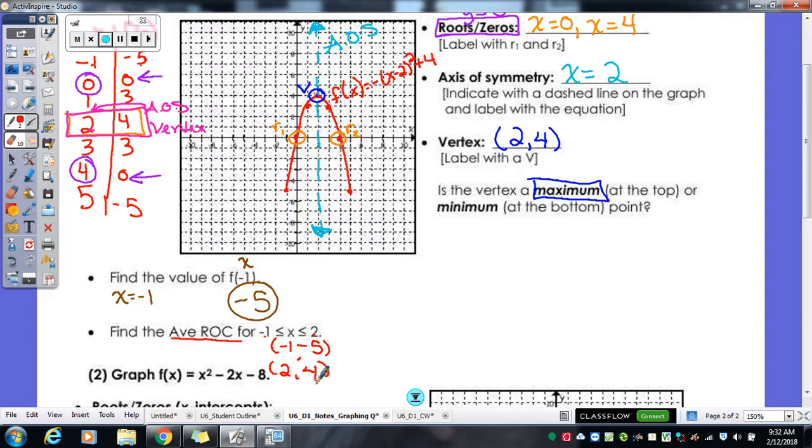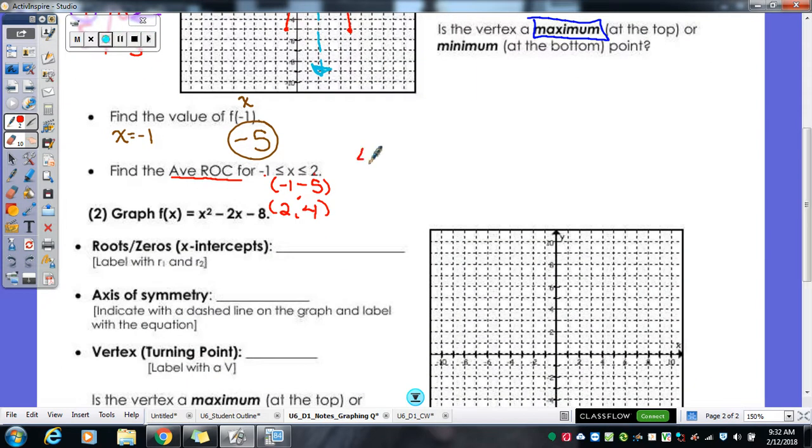And now we do our slope formula: y minus y over x minus x. I start with my bottom point and subtract the top point from it. So minusing a negative means we're really adding. So 4 plus 5 is 9. 2 plus 1 is 3. 9 divided by 3 gives us a 3.